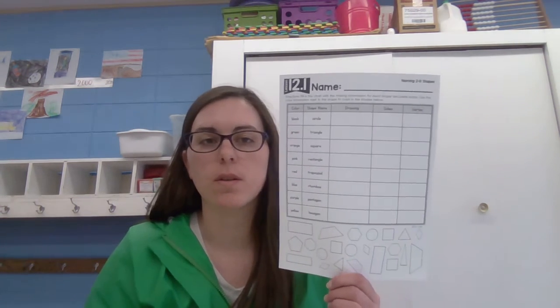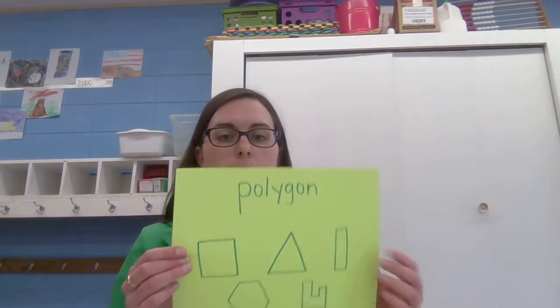Hi second graders, this video goes with your math lesson about 2D shapes. 2D just stands for two-dimensional, so they're going to be flat, like a piece of paper or a drawing. There is a word that I want you to know that isn't on that paper, and it's the word polygon.